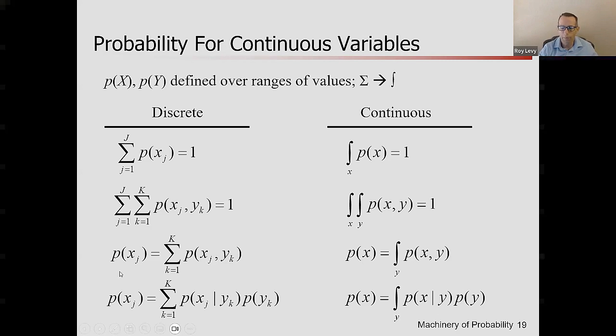For a marginal probability, if I want to talk about the probability of x all by itself, in the discrete case, we sum over the different values of y. In the continuous case, we integrate out y, but it's the same idea.